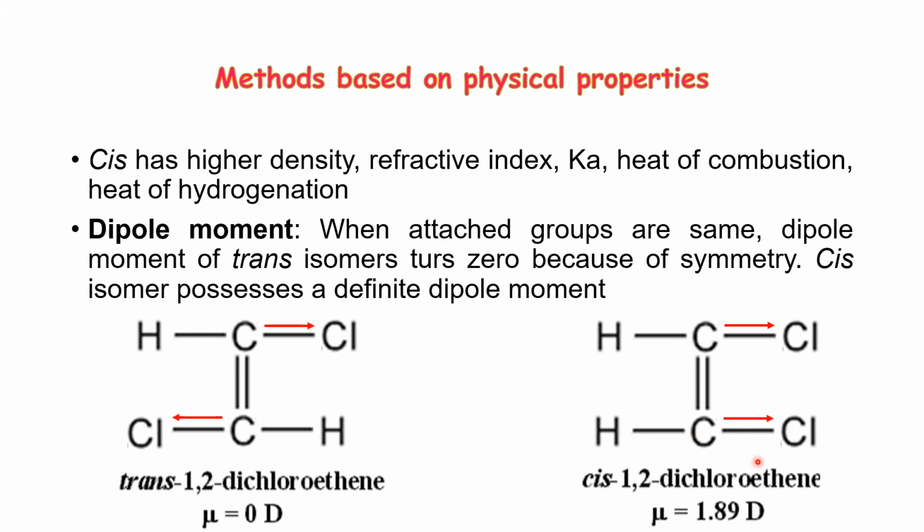Let's see the cis isomer first. Suppose in case of dichloroethylene, two chlorine groups are on same side, and we know it is electronegative. So it will be pulling the electrons towards itself. So it will have a strong polarity given in the form of a dipole moment 1.89. Whereas in case of trans isomer, the magnitude of this effect is same. Both chlorine are pulling it by the same effort but on opposite side. So they cancel out each other.